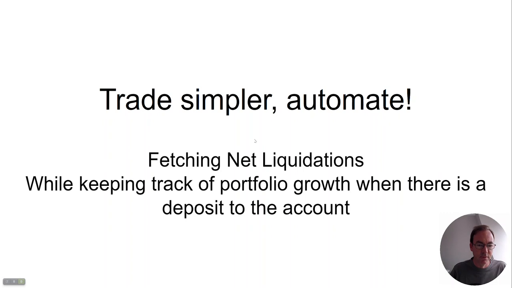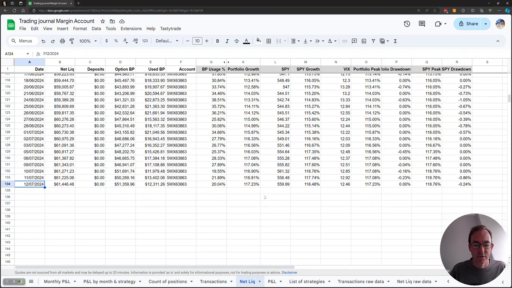Let's go back to our spreadsheet, and as you can see, the latest net liq I've fetched from my account is from the 12th of July. Today is the 22nd of July, and on the left hand side we have a specific column for deposits. Nothing's been deposited lately. One other thing to keep an eye on is the portfolio growth, because this has to be accurate whenever we put money into or withdraw money from the account.